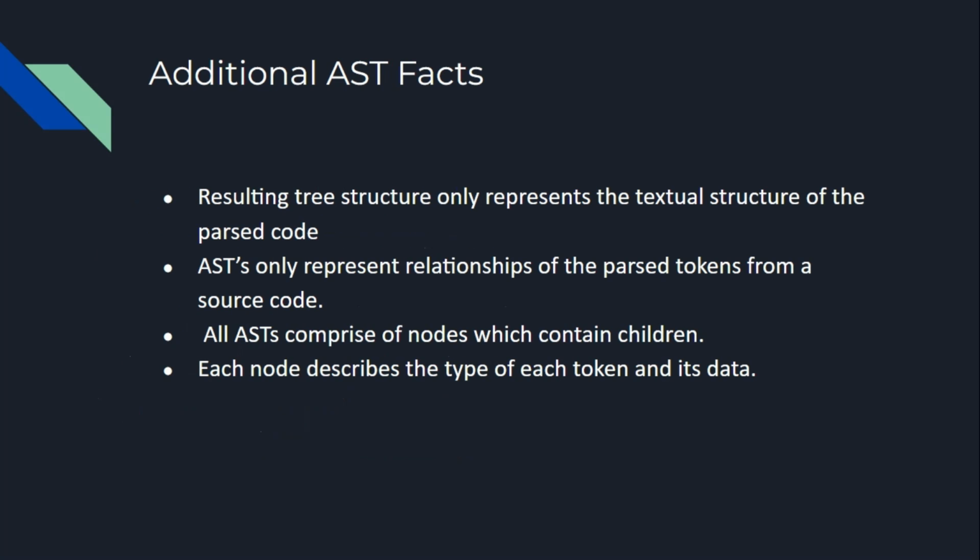The resulting syntax tree only represents the textual structure of the parsed code. An AST only represents the relationship of the parsed tokens from the source code. All ASTs comprise nodes which contain children. Each node describes the type of each token and its data.